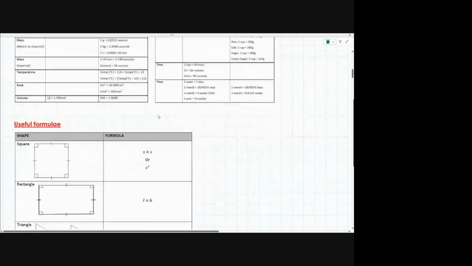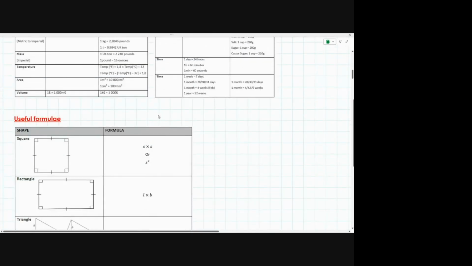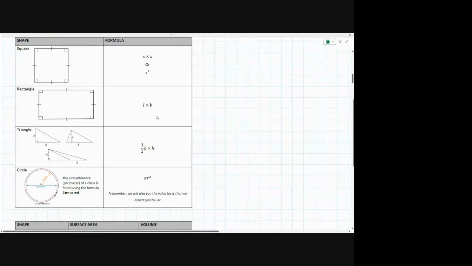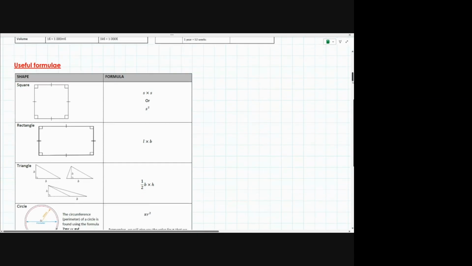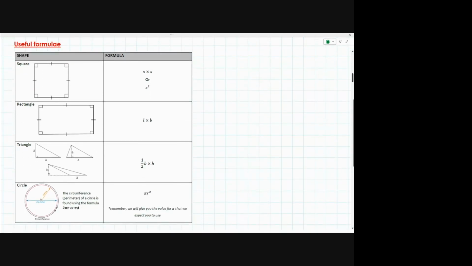Right, the next thing that I put onto Google Classroom for you is just some area, perimeter, and volume stuff.